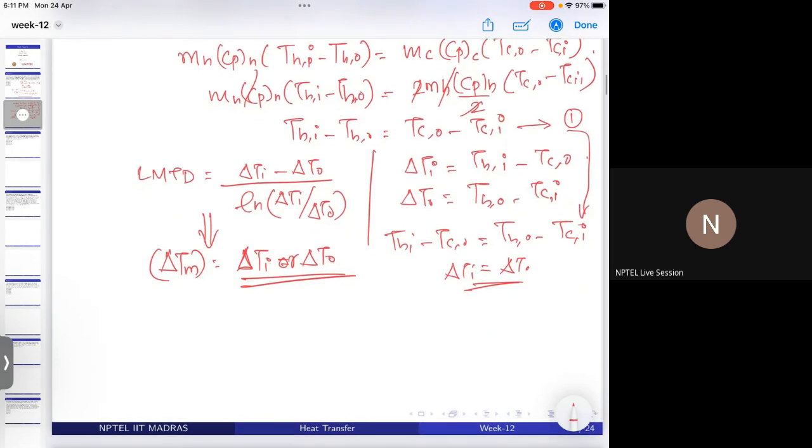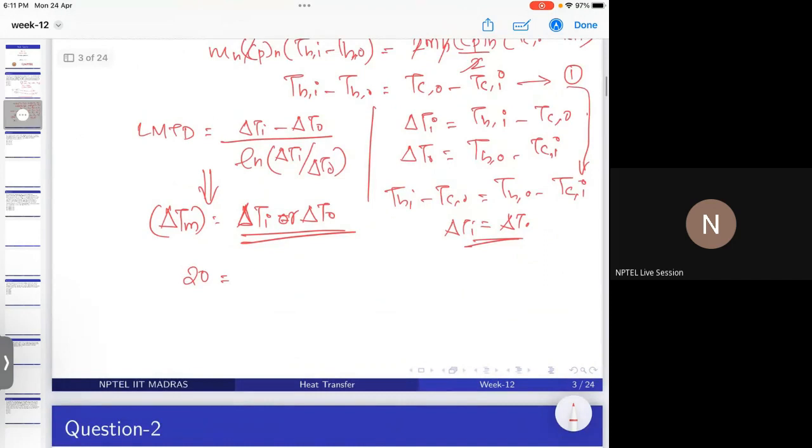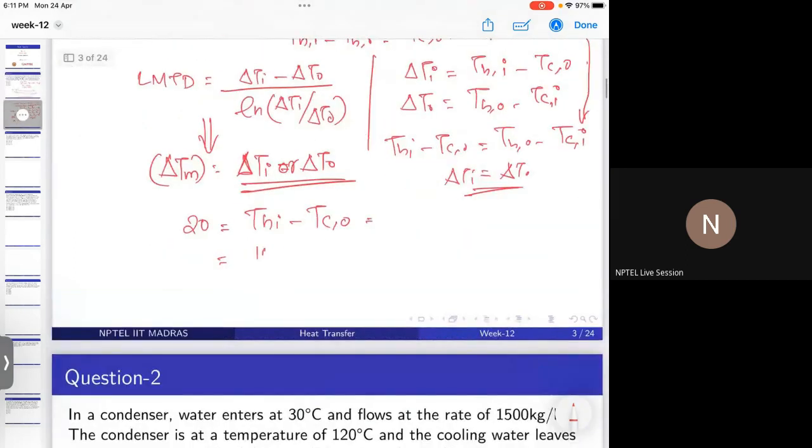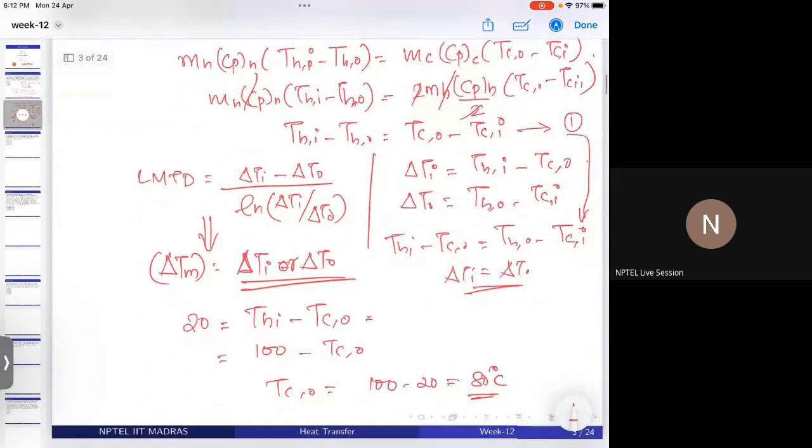So then already delta Tm is given. So what is delta T? What we have to find out? TCO. So THI minus TCO, which is equal to THI already given, 100. So minus TCO, that is TCO is equal to 100 minus 20 is equal to 80 degrees. So 80 degrees Celsius is the exit temperature of the cold fluid.